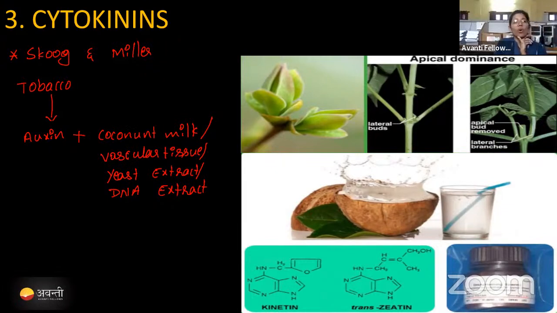Then they got to know that along with the auxin, there is one more phytohormone which is helping the growth of a plant. That phytohormone they later named cytokinins. Cytokinins means what? Kinins or kinetin. First, they gave the word kinetin, which means division.